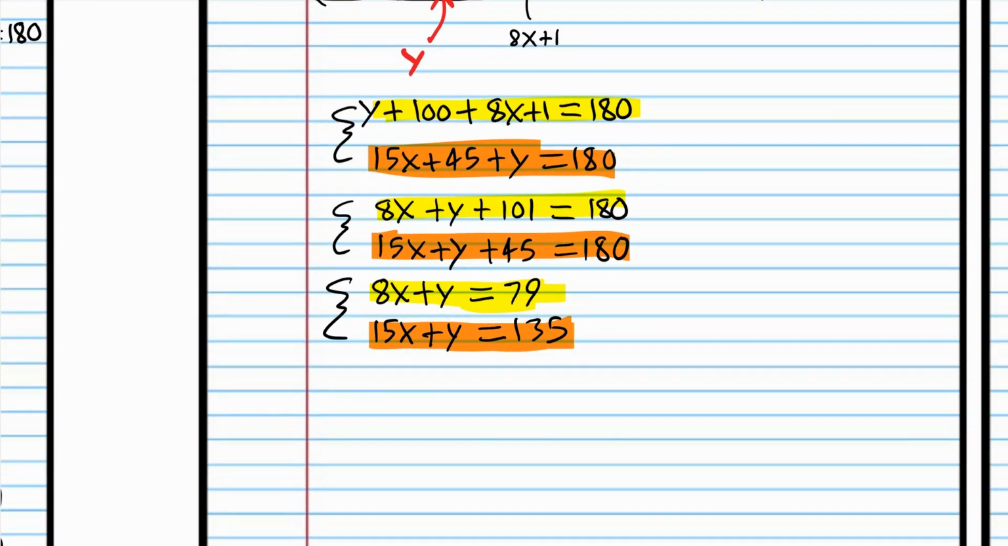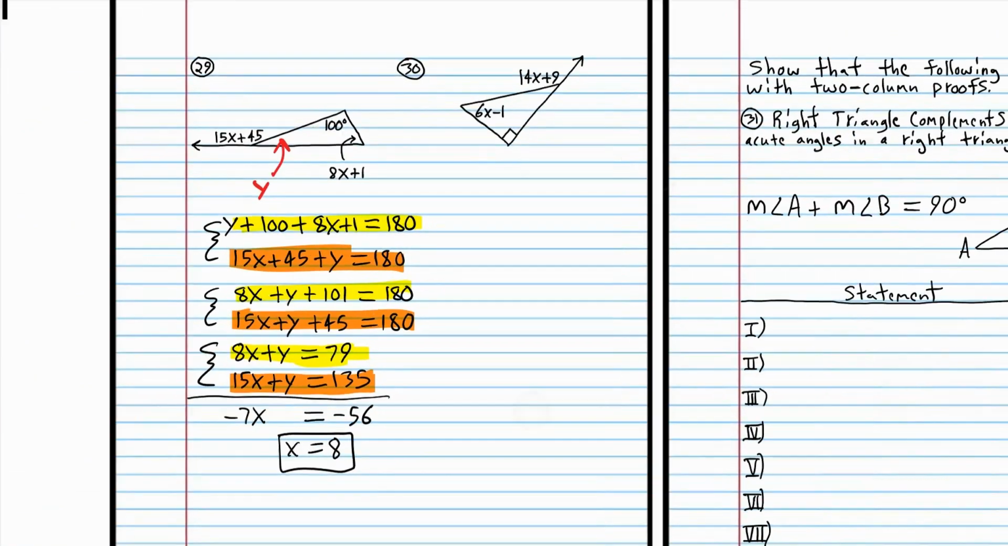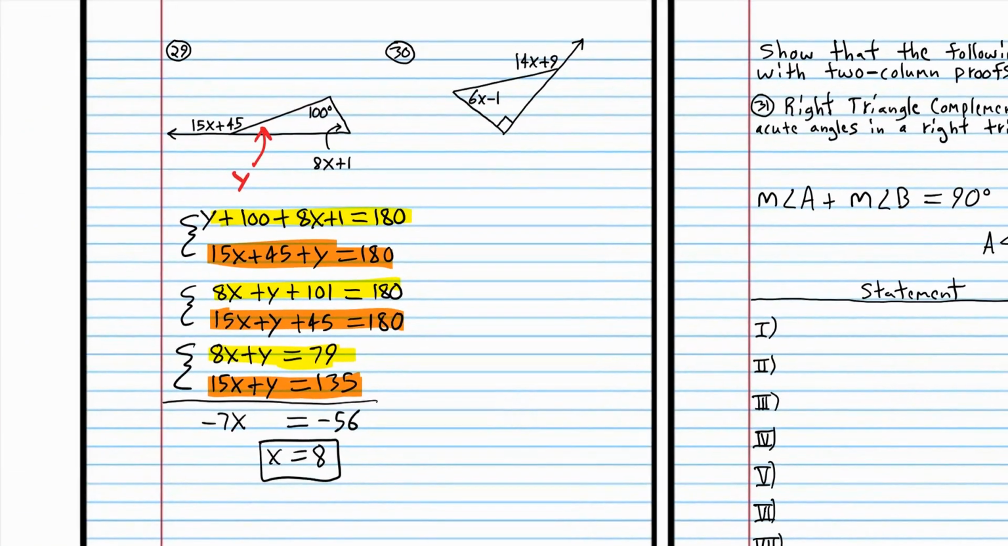So now we can just use elimination. Subtract the bottom equation from the top equation. 8x minus 15x is negative 7x. y minus y is 0. 79 minus 135 is going to be negative 56. Divide both sides by negative 7 and we get x is equal to 8. So that's just another type of challenge problem. Again, these are challenge problems.